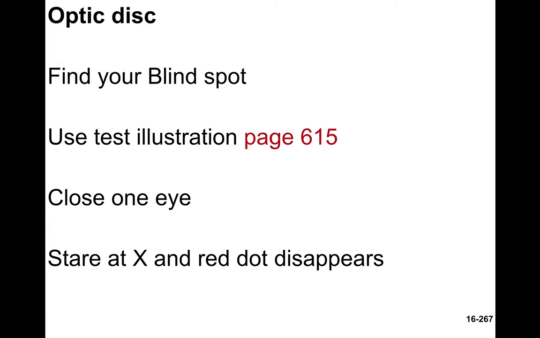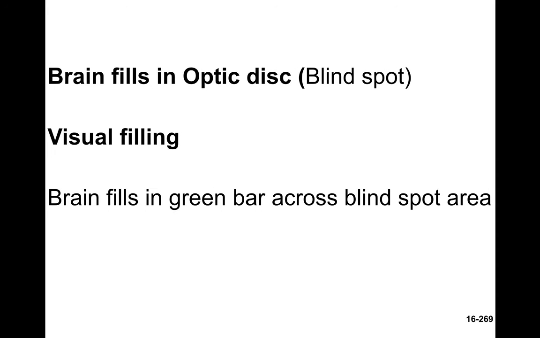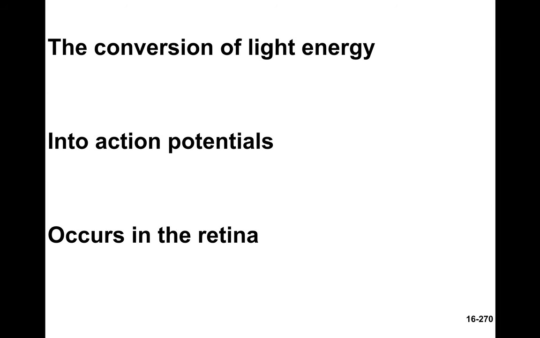Close one eye, stare at the X, and eventually the red dot disappears. The brain has to fill in the blind spot. It's called visual filling. The brain sees only green on either side of the X, so it assumes the whole bar is green and fills in the blind spot area.